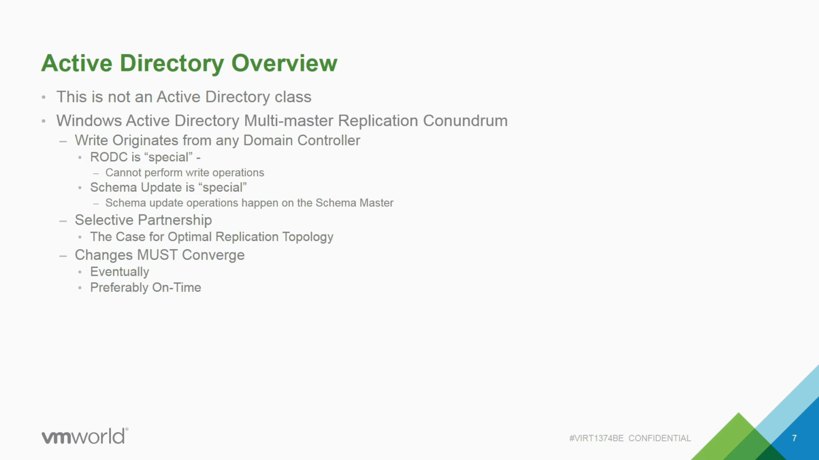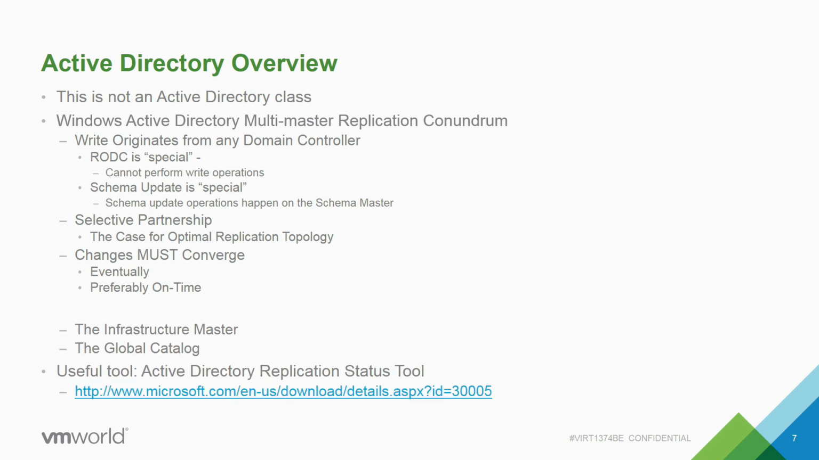The only difference would be the read-only domain controllers, which is a little bit special because it cannot perform write origination. The schema update is also a little bit special if you happen to have it on the same infrastructure master. Multi-master replication is what domain controllers use in an enterprise to replicate objects among each other. And there is a case for optimal replication for every domain controller, every forest in any enterprise. You want to be sure that changes that happen on one domain controller make it quickly to the other domain controllers in the forest. These changes must converge. If they don't, you have issues, you have problems. Eventually, they must converge. Preferably, you want them to converge as quickly as possible. You do not want to have divergence.